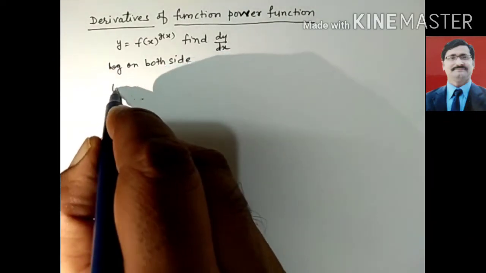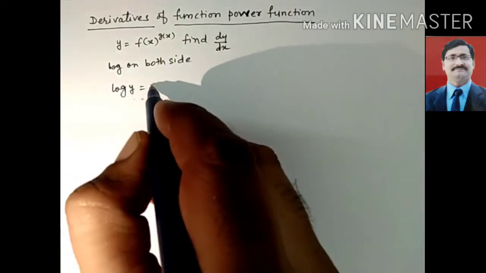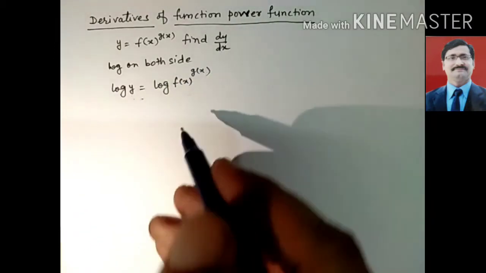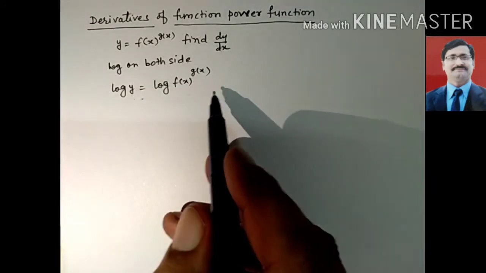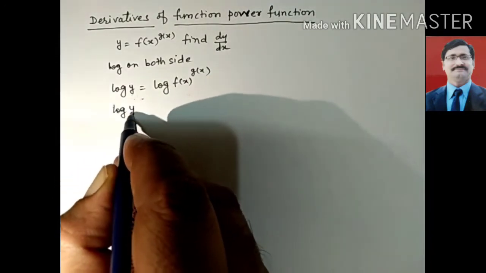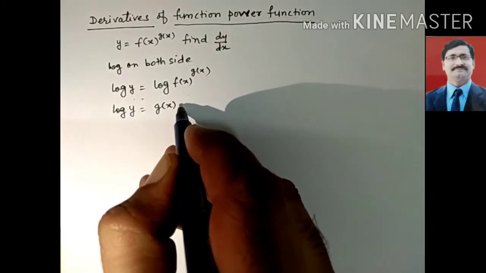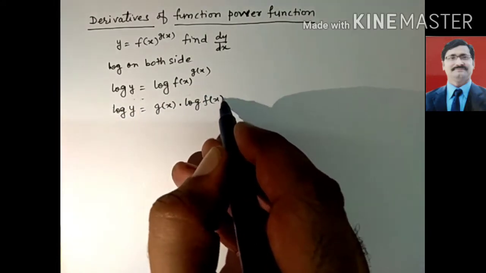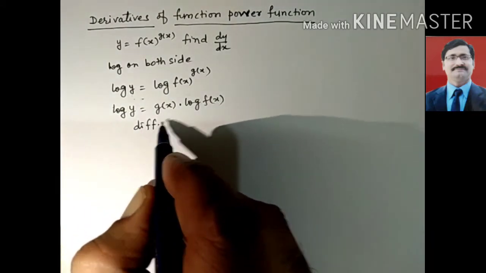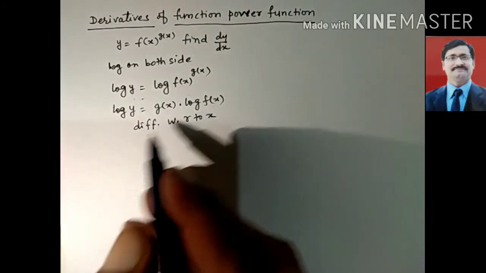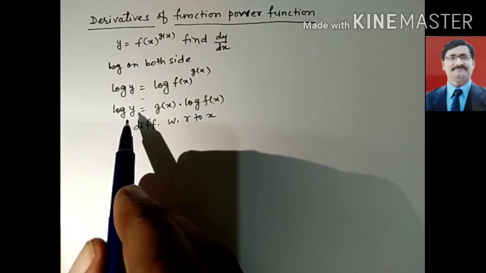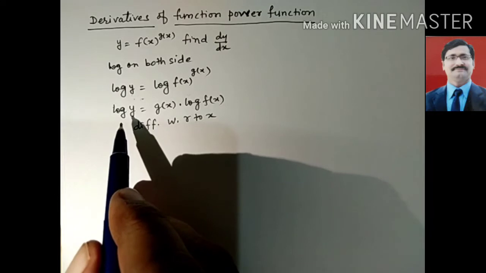What do we get? Log y equal to log f(x) power g(x). And by the logarithm properties, we already know that this power we have to write in multiplication form. So you can write log y equal to g(x) into log f(x). All understand this? Now look here, you have to differentiate with respect to x. So log y, what is the differential of log? Log differential is 1 upon, log x differential is 1 upon x.